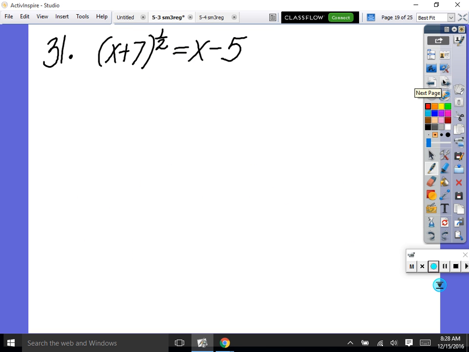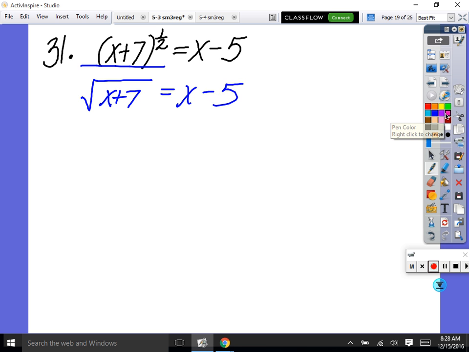Number 31. Your first step at looking at 31 is to say, I need to get the radical all by itself. So let's rewrite this as a radical. Isn't this the only piece that's a radical? That's the square root of x plus 7 to the first power, correct? And that equals x minus 5. So our first step is isolate the radical, and the radical is isolated. Now we've got to undo the radical. We're going to square both sides.